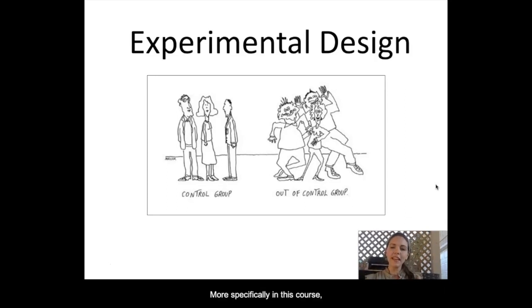More specifically in this course, these experimental design considerations are important because you'll see these come up over and over again in our lab experiments. For example, we'll talk about positive and negative controls, and you'll see these words pop up in our osmosis lab, and the enzyme lab, and the photosynthesis lab, and more. So you'll want to recognize these and what their purpose is.